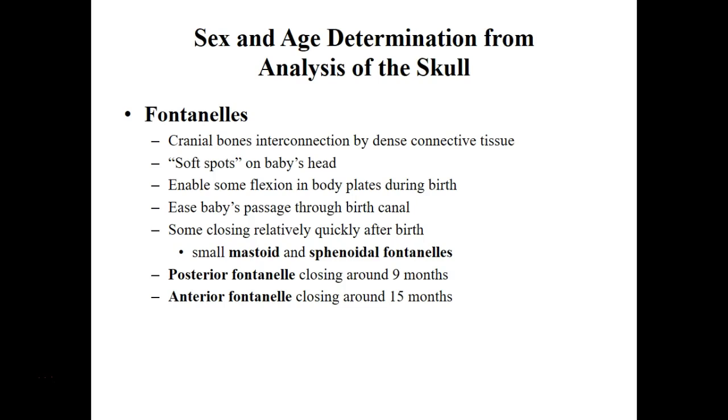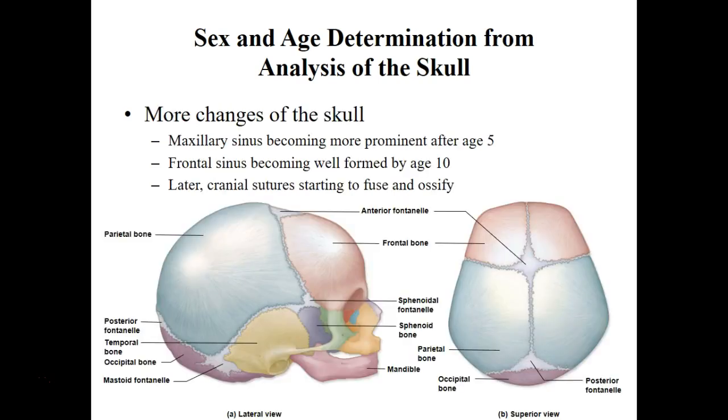So there are 4 sets of fontanelles. There are two sphenoidal fontanelles, 2 mastoidal fontanelles, a posterior fontanelle and an anterior fontanelle. Here you can see the anterior, there's your posterior, here's one of the mastoidal fontanelles, and there's your sphenoidal fontanelle. You'll have a mastoidal and sphenoidal on the opposite side as well.